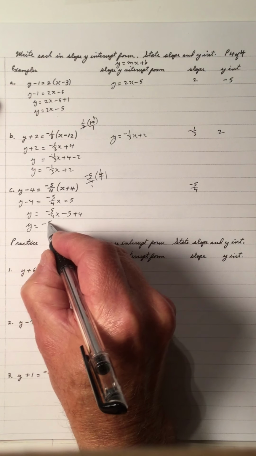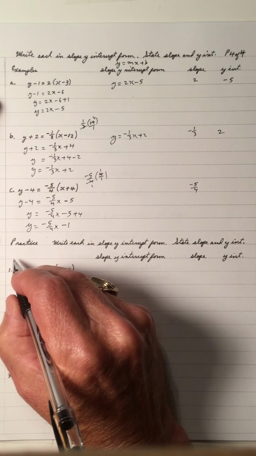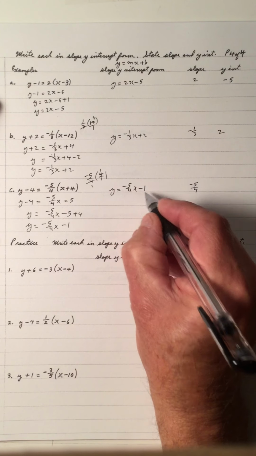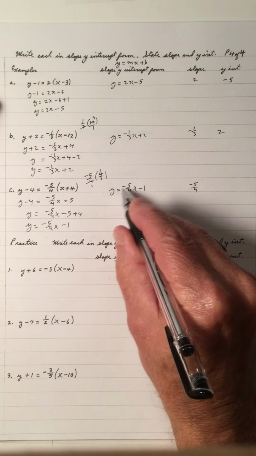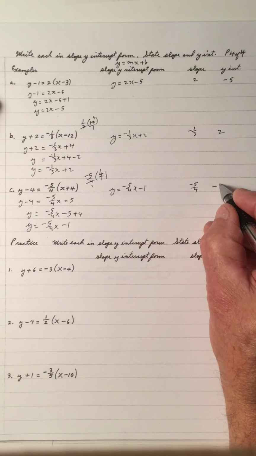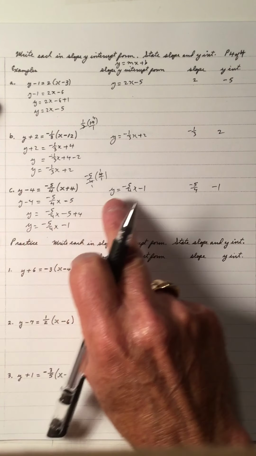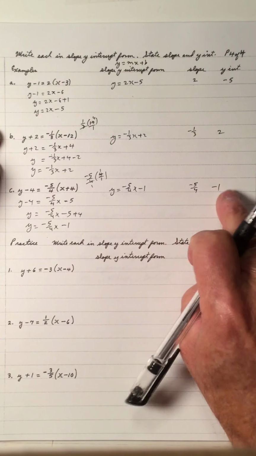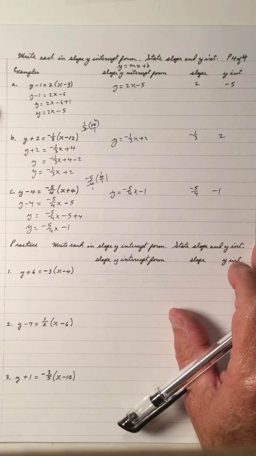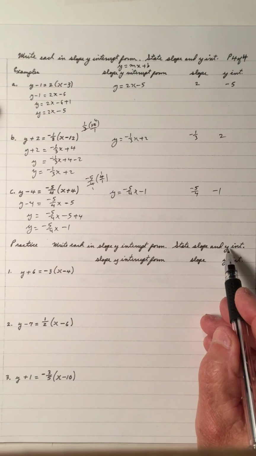So y equals -5/4 x minus 1, -5 plus 4. And that's the slope y-intercept form. And the slope, again, is the same as it was there. It didn't change. -5/4. And the y-intercept is -1. So solving the point slope form for y will give you the slope intercept form. Then you can pick out your slope and y-intercept. And again, practice, practice, practice makes perfect. So practice: write each in slope y-intercept form, stating the slope and y-intercept.